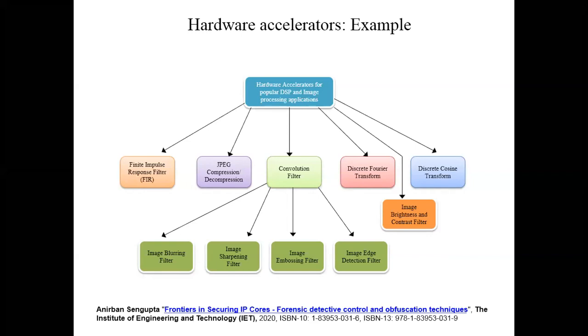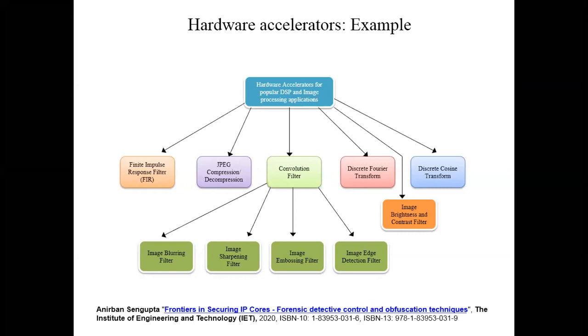Second is JPEG compression and decompression. This is used widely in medical imaging systems as well as in digital cameras. So we usually have a dedicated intellectual property core, which is known as a codec in short, that is responsible for performing compression and decompression.